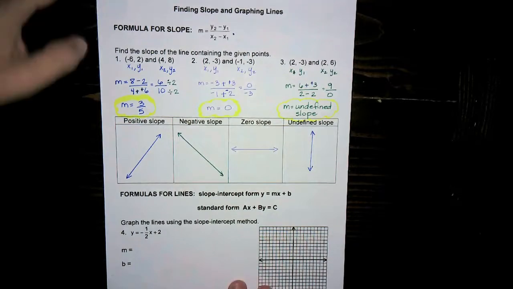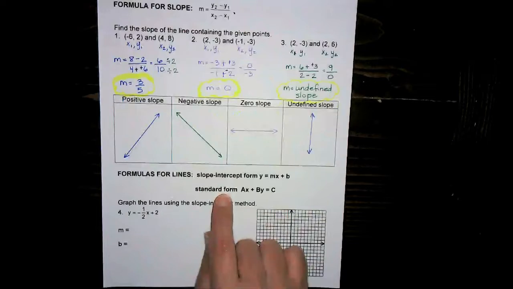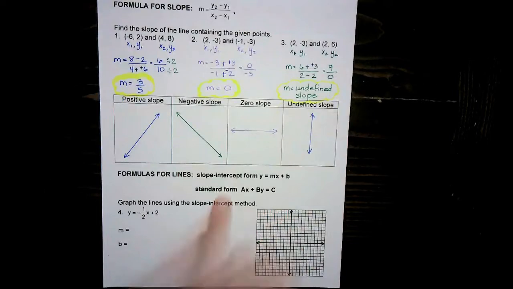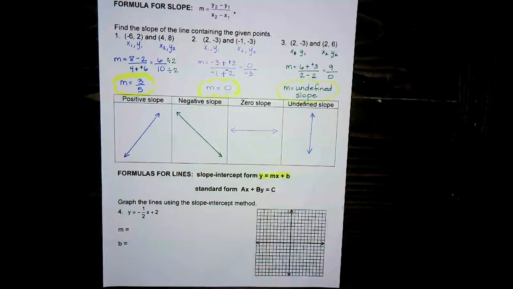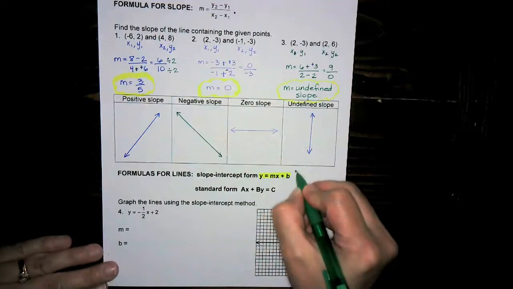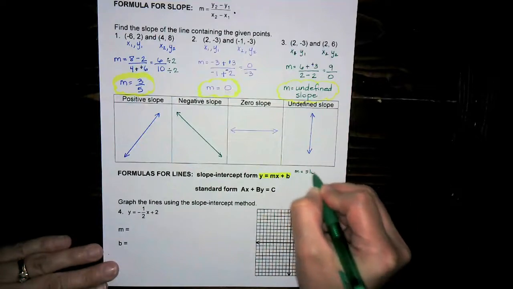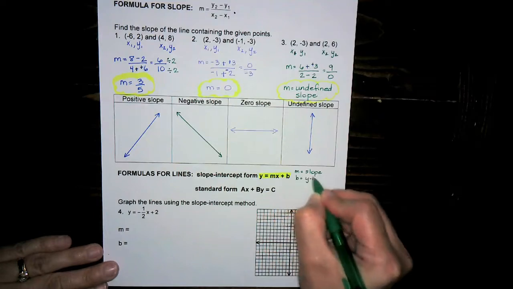All right. Now, as far as formulas for lines go, there are two. There's actually a third one, but we're only going to deal with two of them right now. So the first one you may have heard before. It's y equals mx plus b. And the reason it's kind of a big deal is because m represents the slope and b represents the y-intercept.